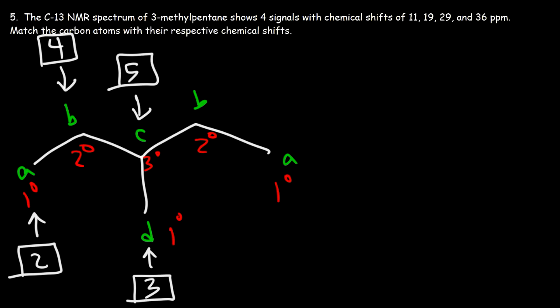So based on this score system, carbon C is going to have the highest chemical shift of 36. Carbon B is next. It's going to have a chemical shift of 29. And then carbon D has a score value of 3, so the chemical shift will be 19. Carbon A has the lowest score value of 2, which means the chemical shift is going to be 11.